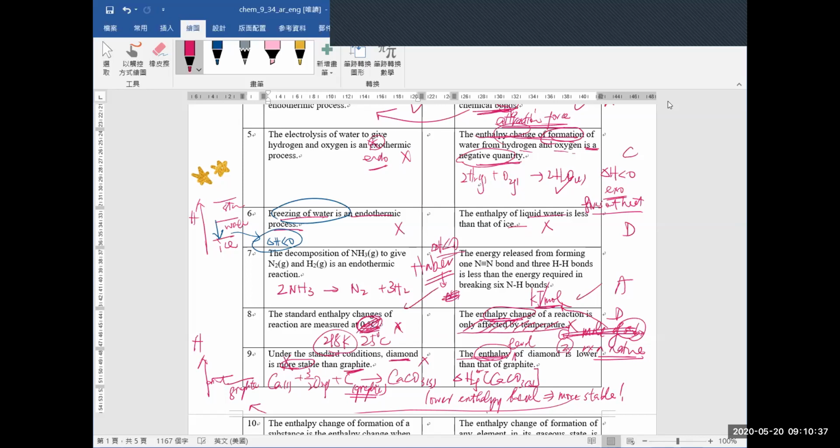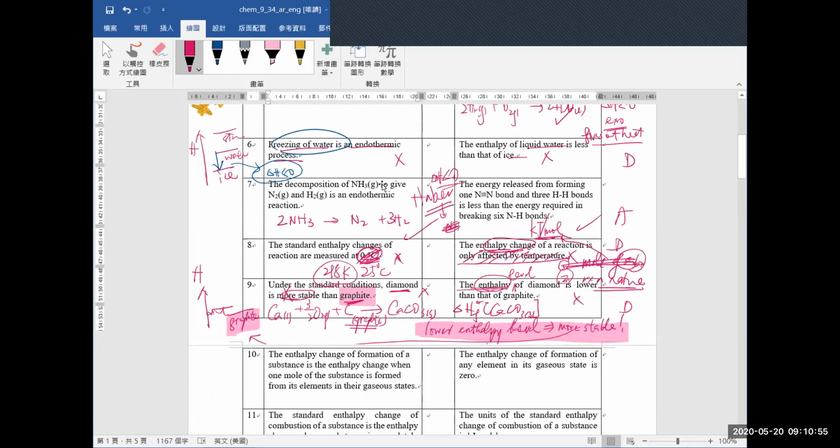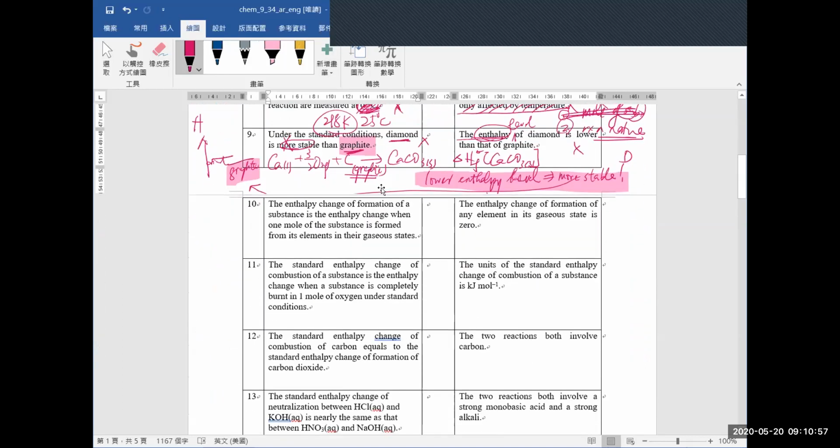Okay, could you please highlight this part by yourself? Lower enthalpy level, more stable. Graphite is more stable. It's D. Okay, can you get the point? Any questions? Shall I pass the time to Pong Gao?